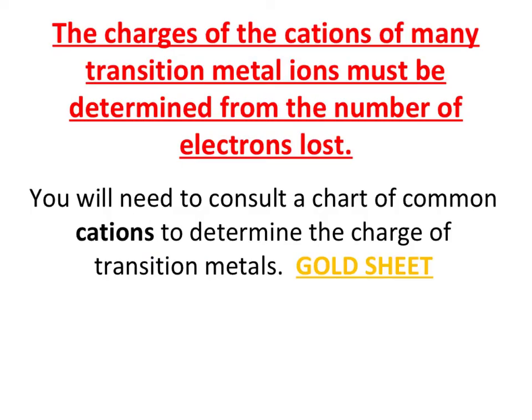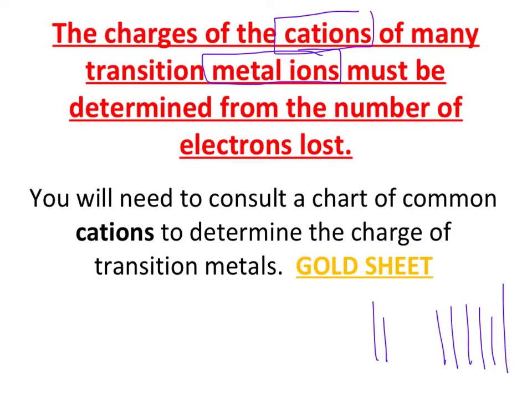Now, here comes the gold sheet. The charges of many transition metals, and again, they're metals, and so they will be cations, because they're positive. Sometimes they have differing numbers. So we've been focusing on families 1, 2, 3, 4, 5, 6, 7, and 8. But there's this whole area here in the middle that are the transition metals, and that's what we are referring to. So they're not always one specific charge, they can be different charges.